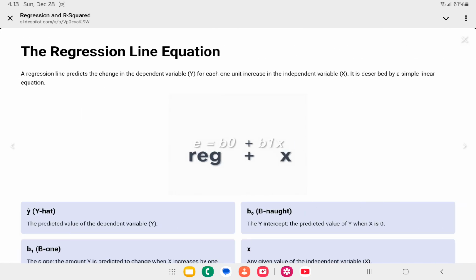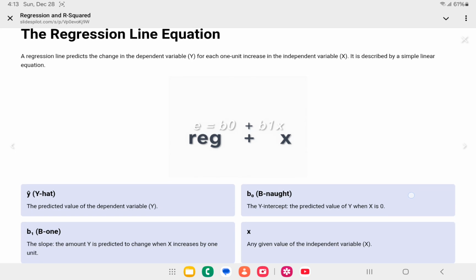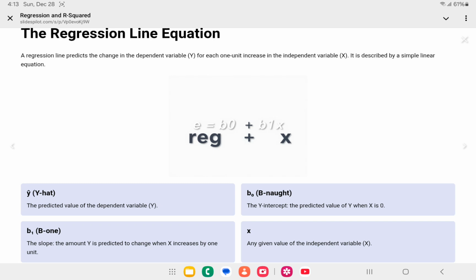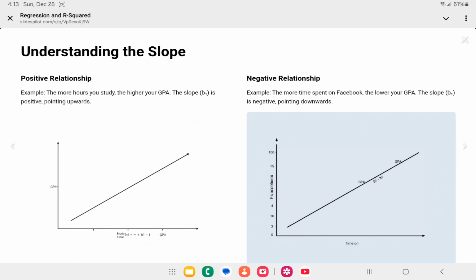A regression line predicts the change in y when x increases by 1 unit. The change in y describes either an increase or a decrease. So for example, if we have study time on the x-axis and GPA on the y-axis, we could expect a positive relationship between these two variables because generally speaking, the more you study, the better your GPA will be. Now if I replace study time with time spent on Facebook, we could expect a negative relationship.